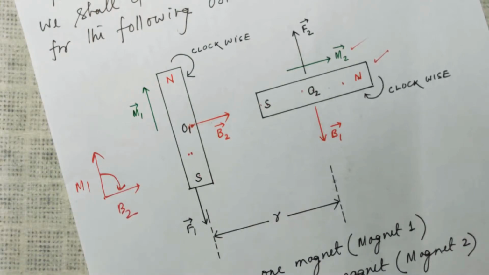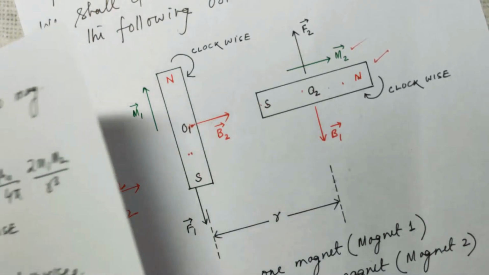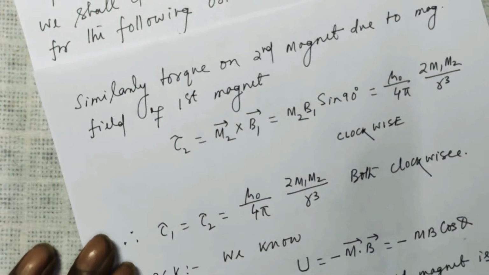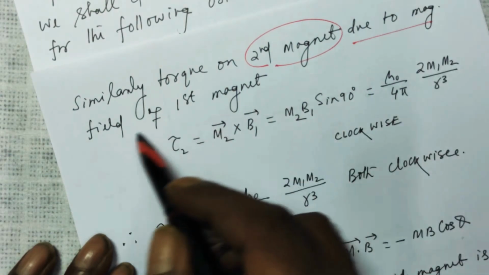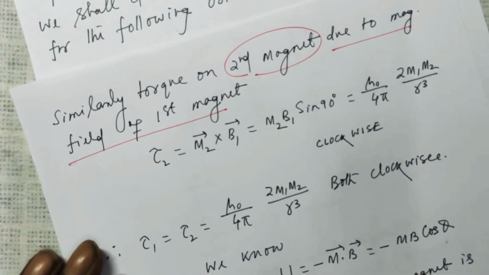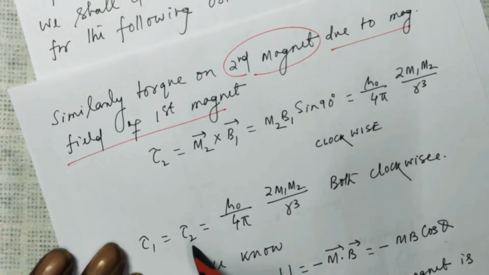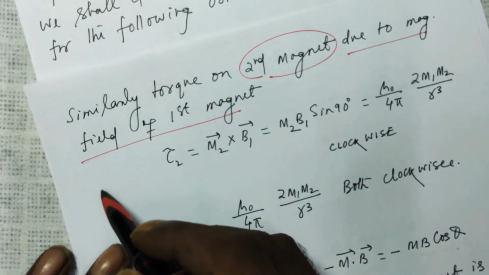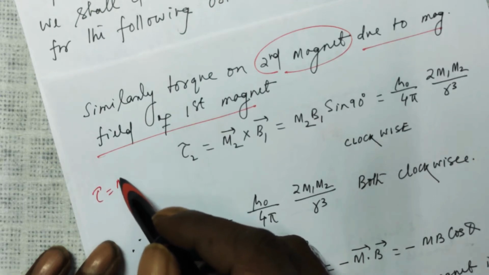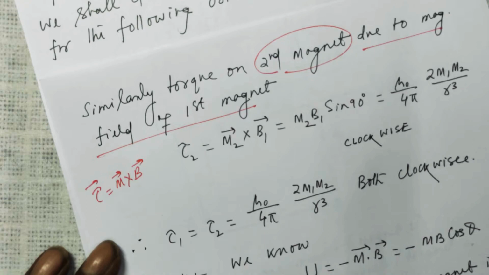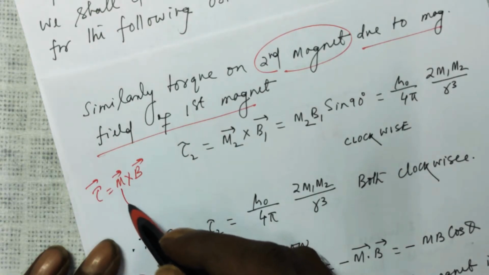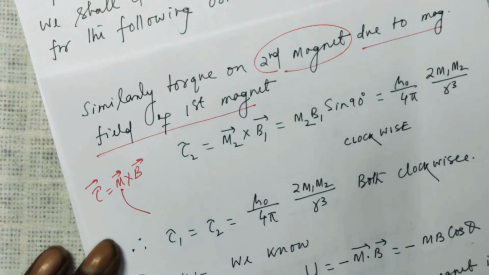Similarly, let us find the torque on the second magnet due to the magnetic field of the first magnet. We know torque is equal to M cross B. For the magnet that experiences the torque, we take the magnetic moment of that magnet, and the magnetic field in which it experiences the torque is that B.